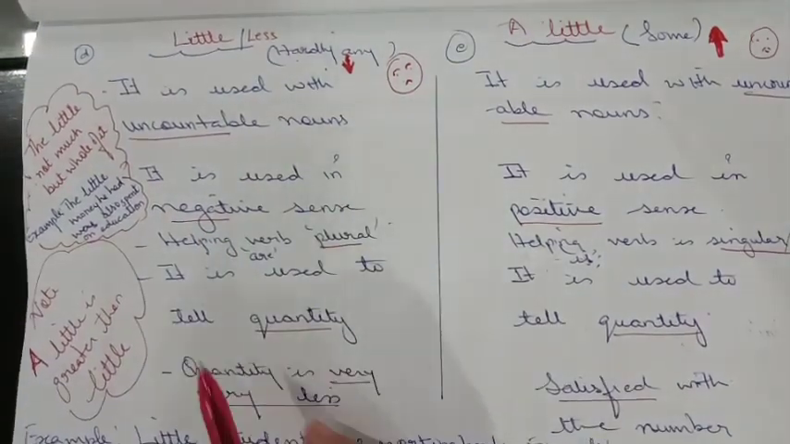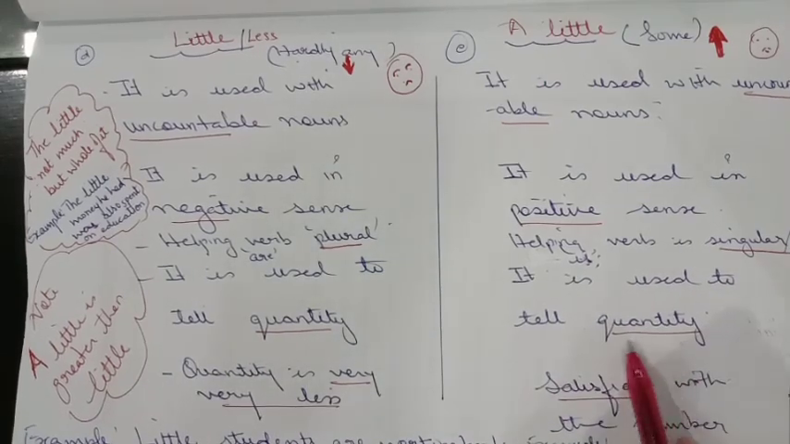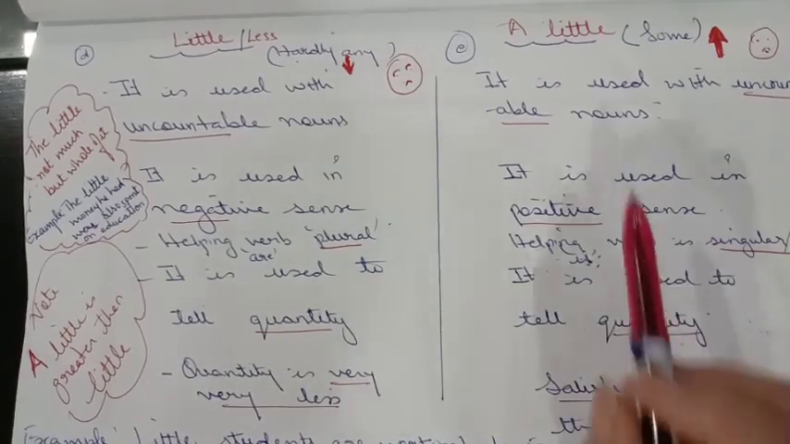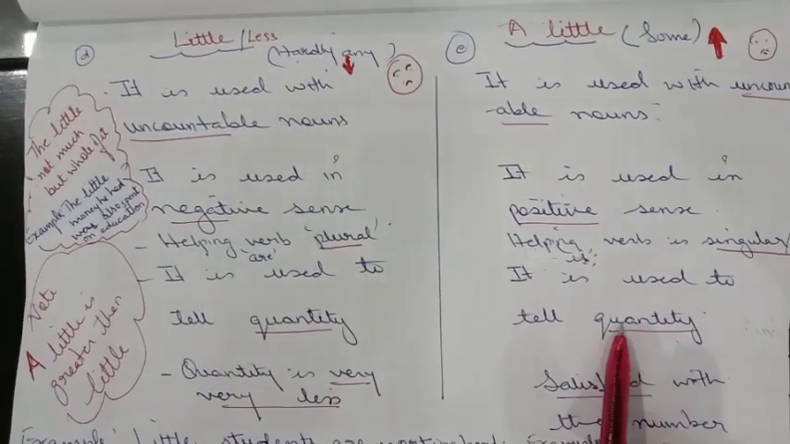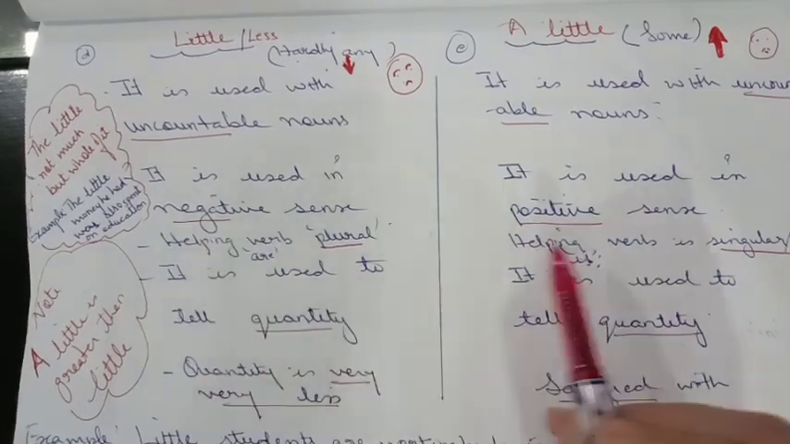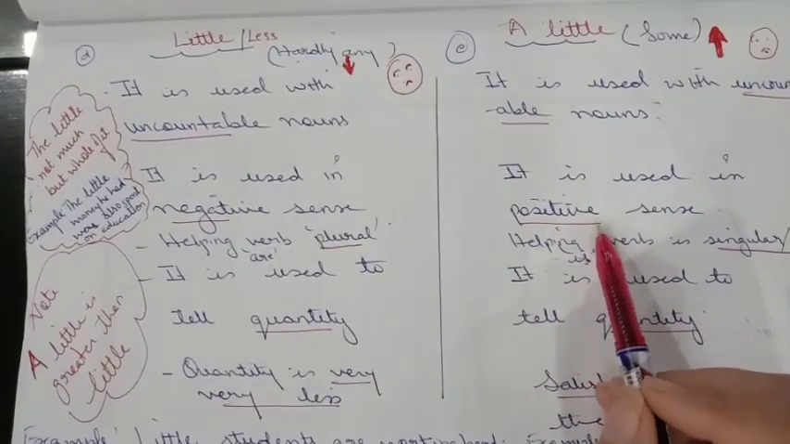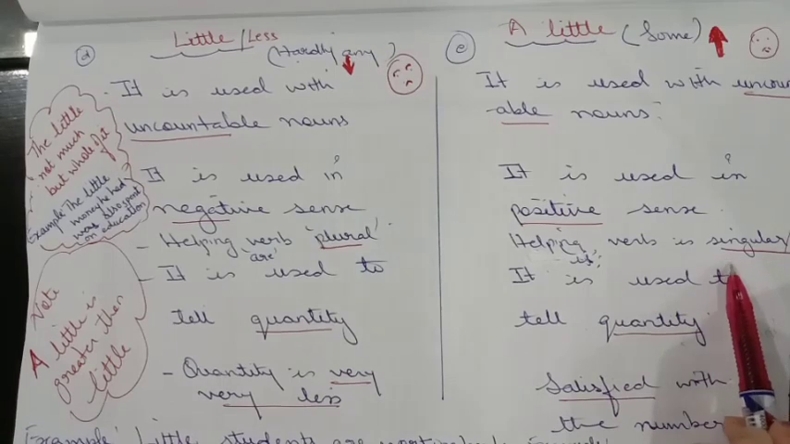Okay? It is used to tell quantity. It is also used to tell quantity. So this is again the similarity, that both of them are used with uncountable nouns. Both are used to tell quantity. Okay? But what is the difference between them? Little is used in negative sense and a little is used in positive sense. Helping verb is plural here and helping verb is singular here. Okay?